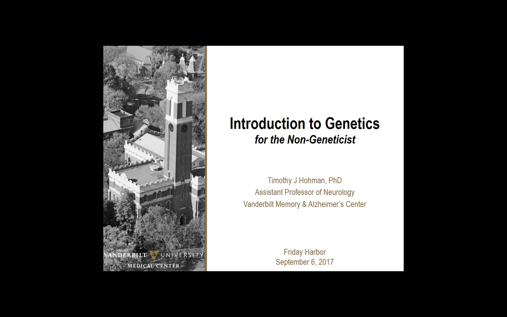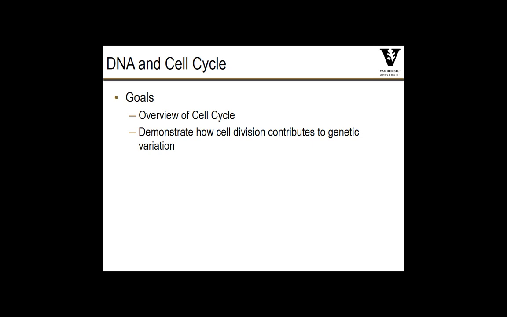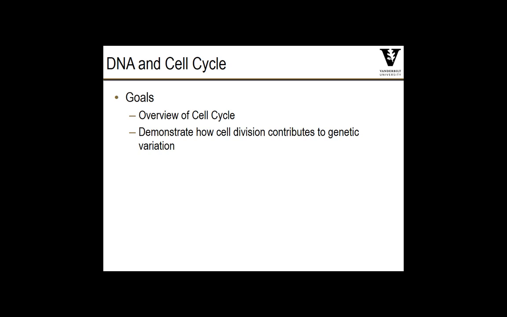All right. So here are the three topics I'm going to touch on. I'm going to go over DNA very briefly and talk about the cell cycle, talk about the two different types of cell division that produce both stable cell types that are replicates and diverse cell types, which are really important for the way we understand genetic variation. Then I'll go into Mendelian genetics really briefly and molecular genetics, again, just to give a language for where we're going as a group this week. So just in the DNA and cell cycle, my goal is first to give you an overview of the cell cycle and then to demonstrate how cell division contributes to genetic variation. So that's where we're headed.